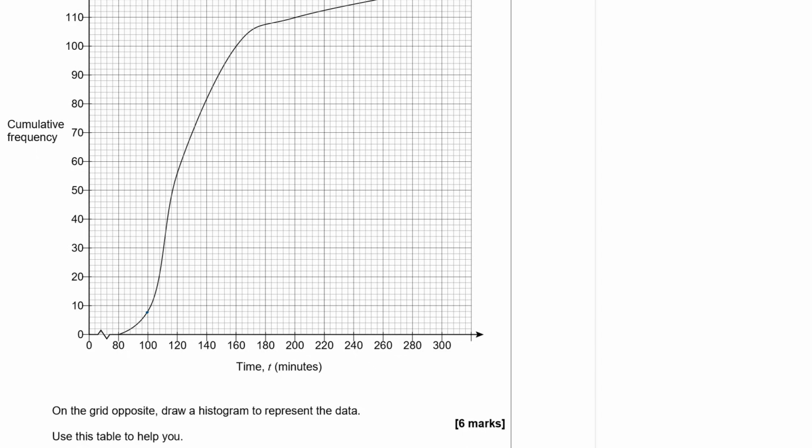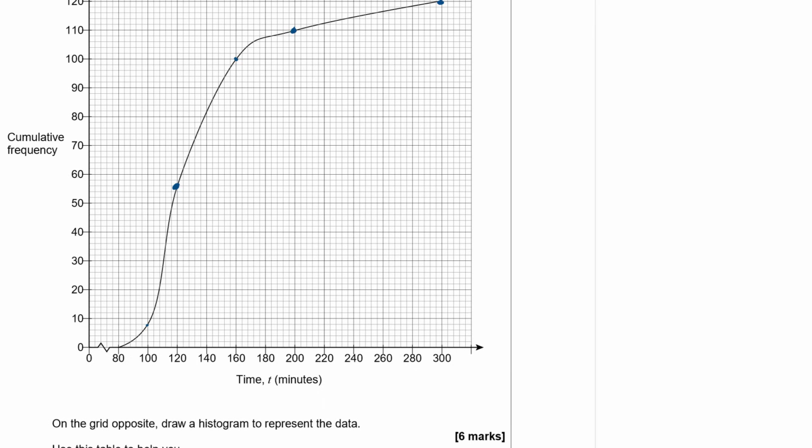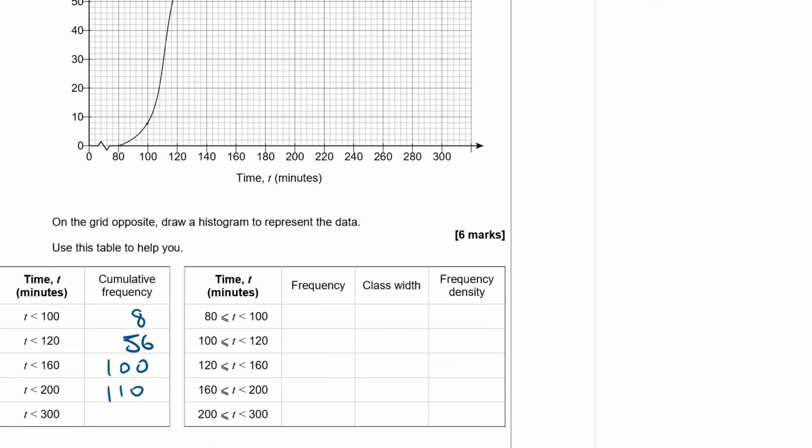Time under 120 is this point here, which I read to be 56. Time under 160 is up here, that's 100. Time under 200 up there, that's 110. Time under 300, that's the last dot on the top, and that's at 120.